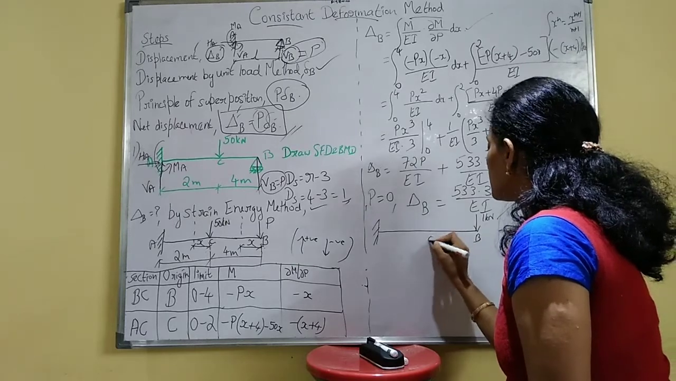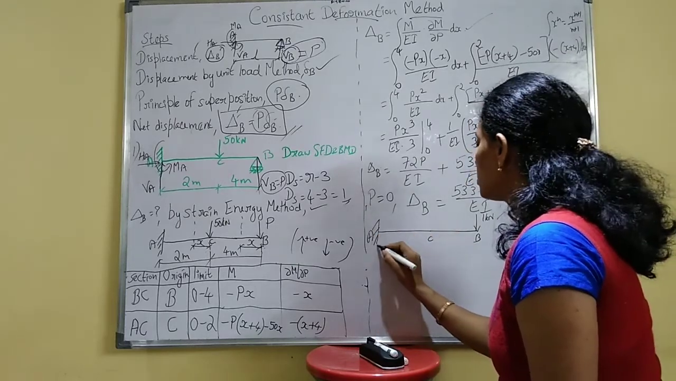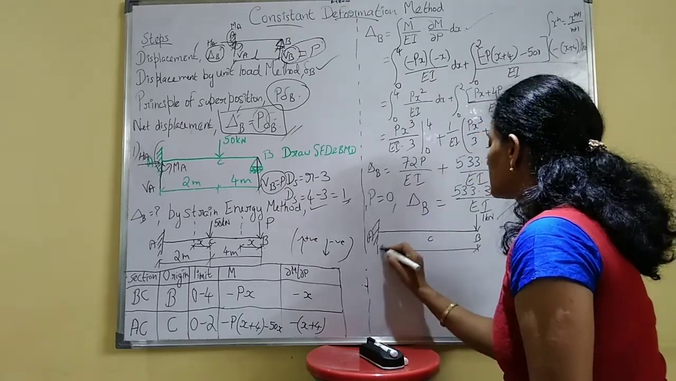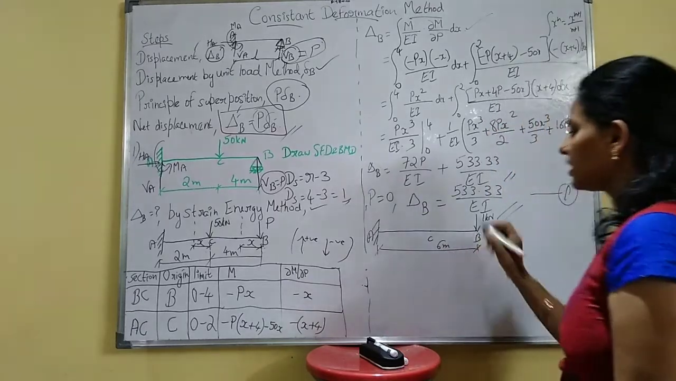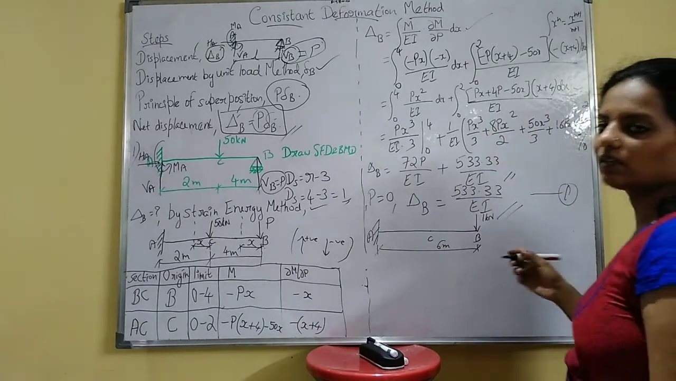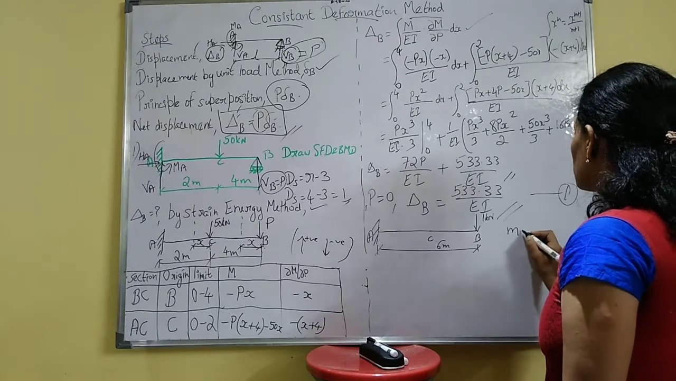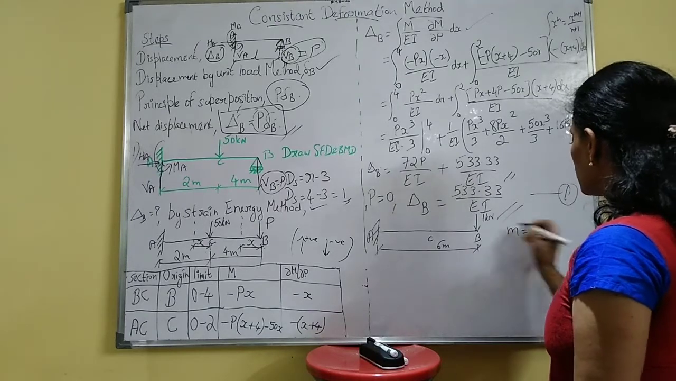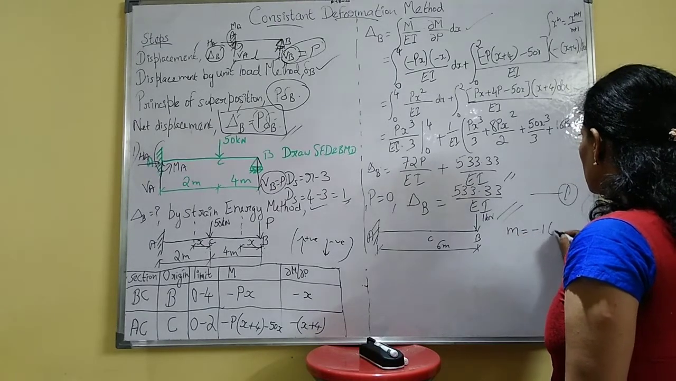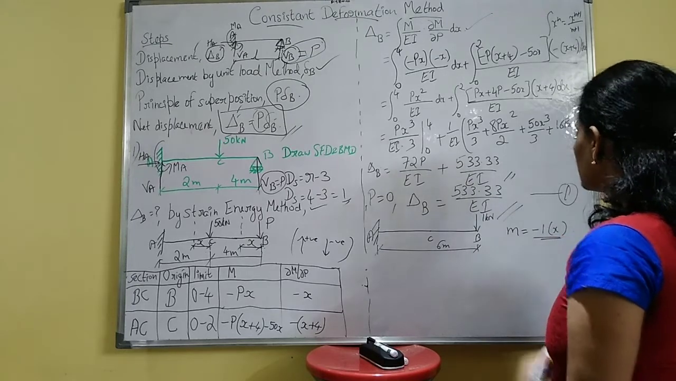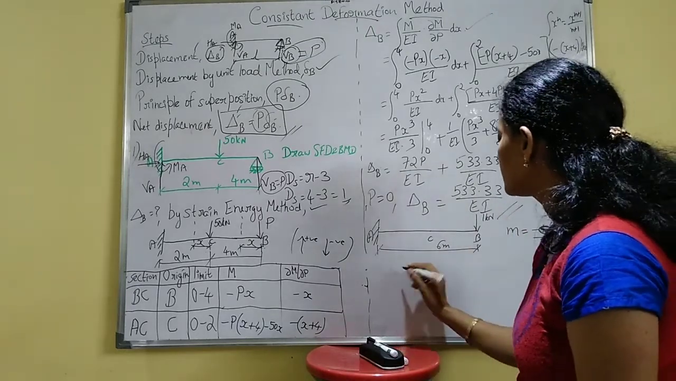So this is B, this is C and this is A. Total distance is 6. You can consider the 6 meter directly as a unit load, or you can divide at the section and write. So you have m is equal to minus 1 into x.